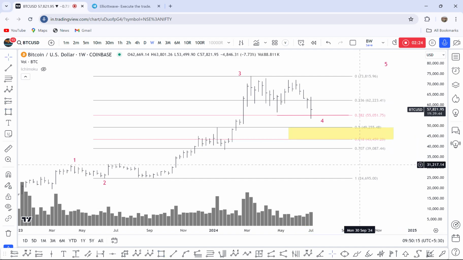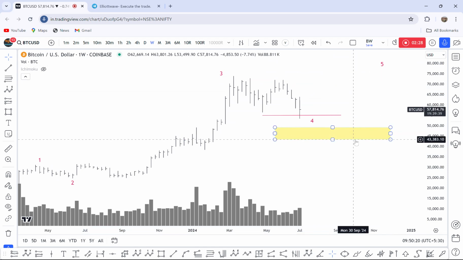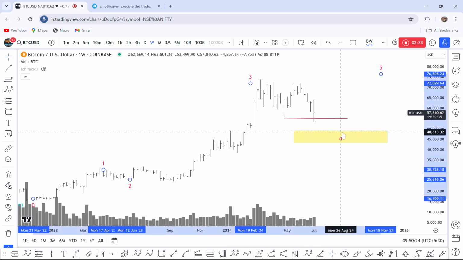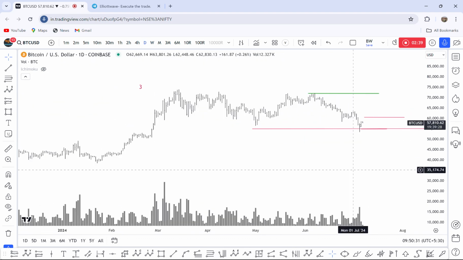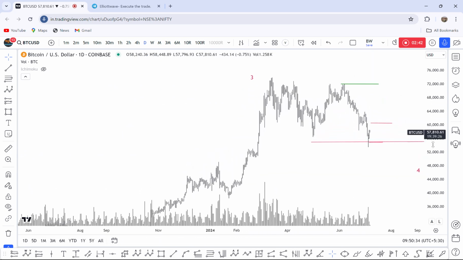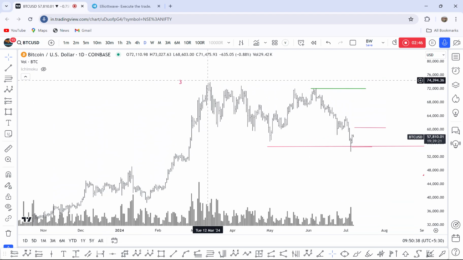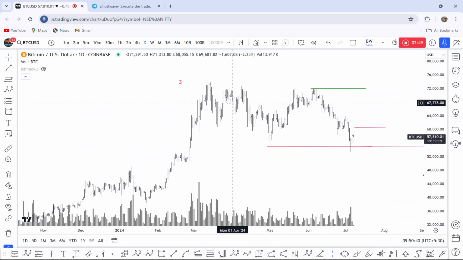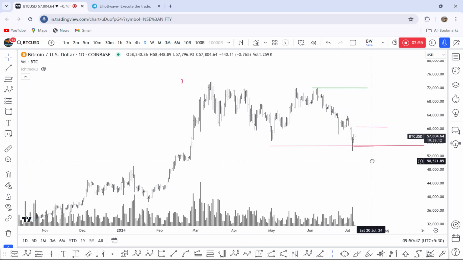So Bitcoin may dip to 43,000, it is possible. Let's see the fourth wave correction. What you can see here, this is the A, B, and C flat correction. This is the X wave, and this is the kind of zigzag wave.